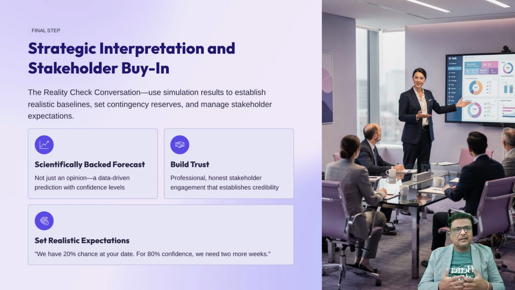You go to the sponsor and say, "Boss, the math says we only have a 20% chance of hitting your date. To get to an 80% safe zone, we need 2 more weeks." Stay with me here because this is the mark of a pro RMP. You aren't just giving an opinion, you are giving a scientifically backed forecast.